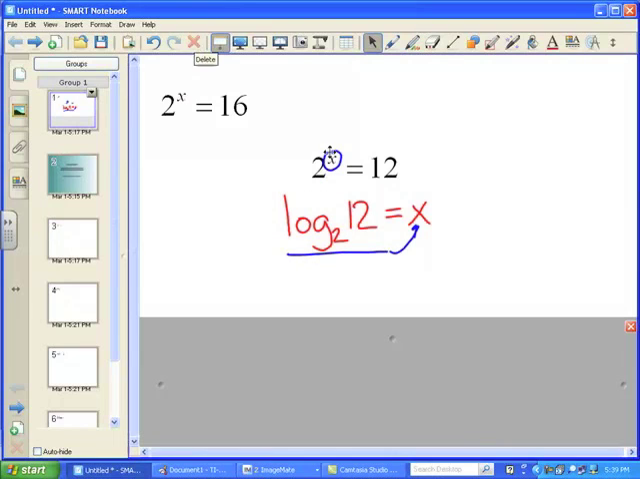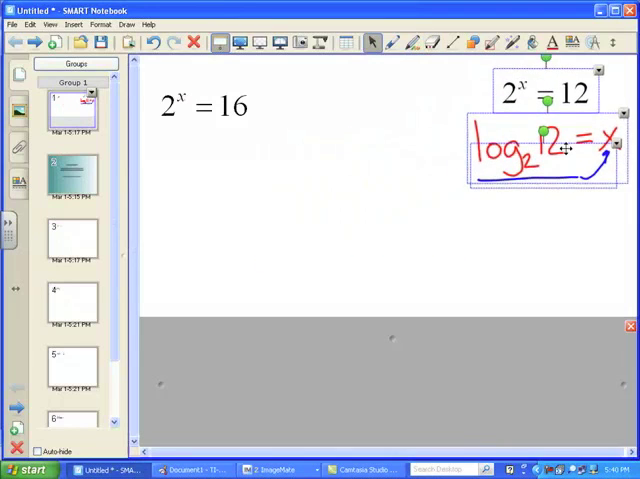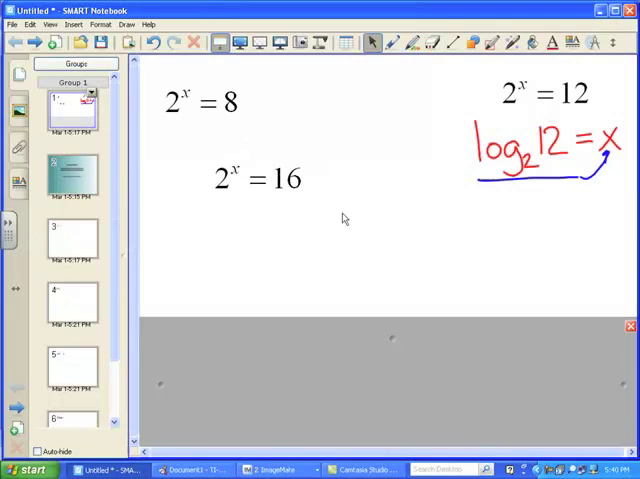So let's take this one. I'm going to erase some of this stuff. Let's take this and shift it off to the side for a second, and then let's look at the ones that we do know. Let's look at 2 to the x equals 16.